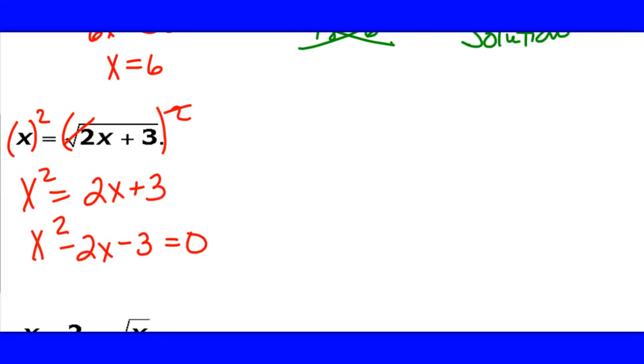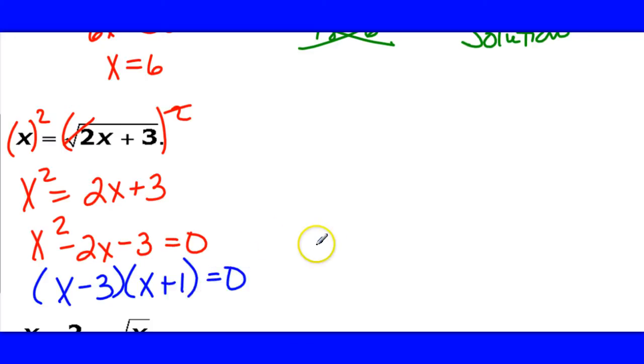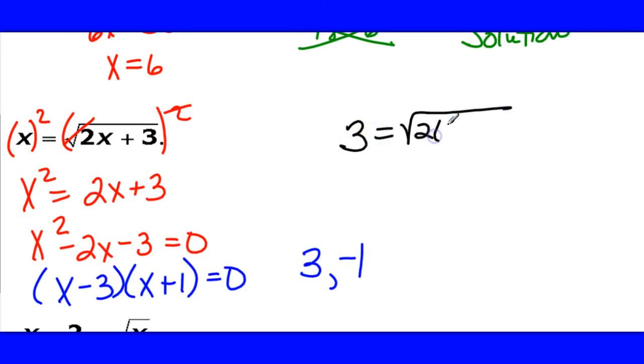You can put it in the quadratic formula. You can factor it. I'm just going to factor it because that works out pretty easily. Okay, and my solutions here are going to be 3 and negative 1. Again, I need to check it. Okay, so if I put a 3 in the original equation, 3 is equal to the square root of 2 times 3 plus 3. 3 is equal to the square root of 9. Yes, that's true.